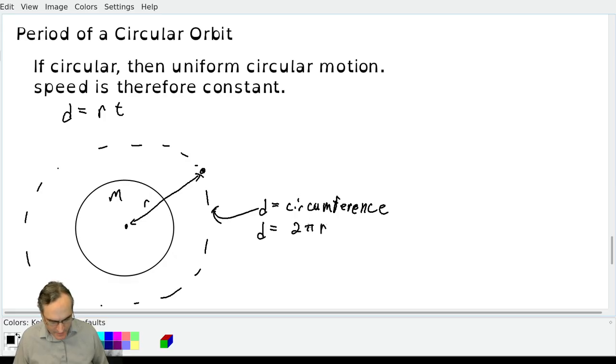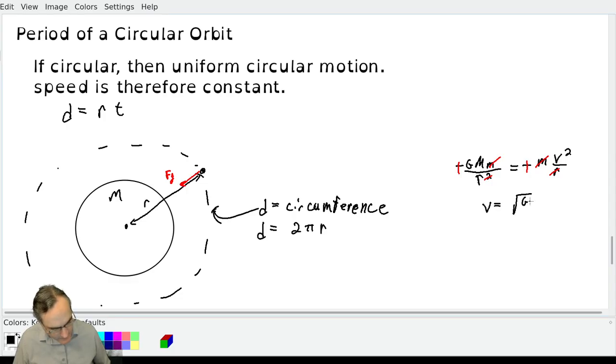Okay. V, well, that's something we already figured out how to work out. We'd use the gravitational force again, and we would think about minus G mass of central body, mass of orbiting body over r squared, minus G mass of the orbiting body, speed of the orbiting body, v. Cancel, cancel, cancel, cancel, cancel, cancel. And we find v would be the square root of G mass of central body over r. So we've got our rate, and we've got our distance.